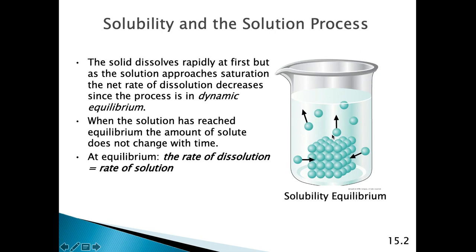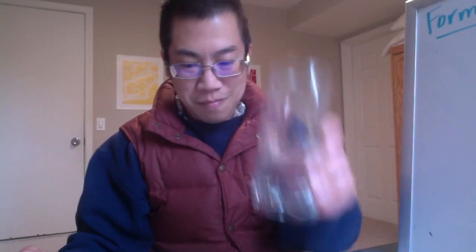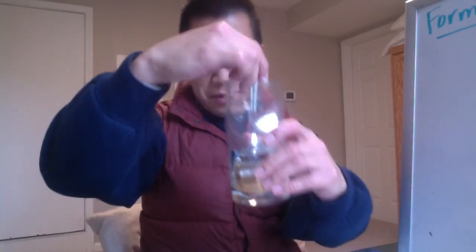So whatever goes into solution will come out of solution at the same rate until some sort of equilibrium is reached. Time for a demo. Here I have a glass of water, and here I have some brown sugar. We're going to make a solution of brown sugar water. We have the solvent, and here we have the solute. We're going to put this together and mix it up.